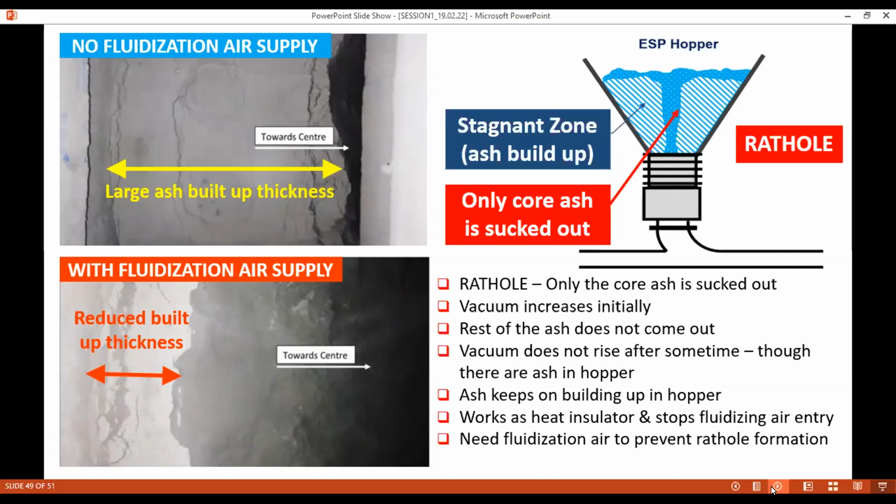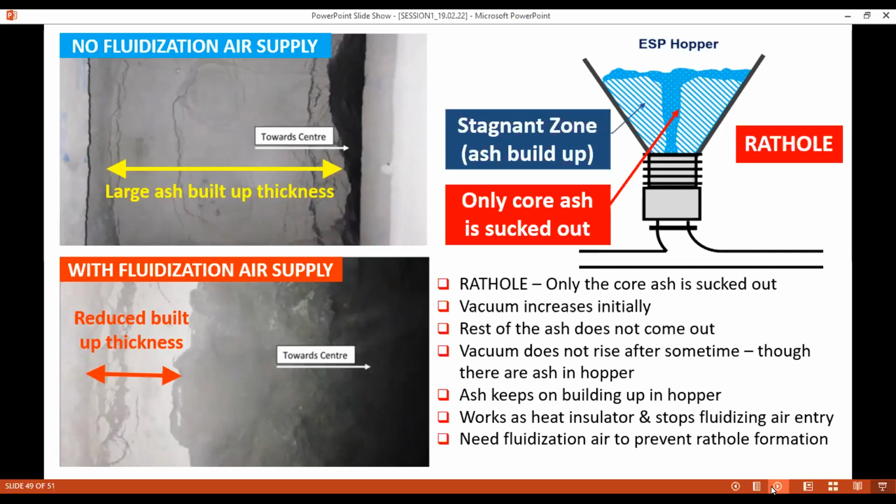So we have put a camera inside the hopper that we have in our laboratory. We have a laboratory setup which can hold something around 1,000 to 2,000 kg of ash, and we have run the system with a camera inside on the top. What we have seen is that the moment the vacuum system starts, it just sucks everything from the core, from the center, and the ash on the side remains as it is. This happens, of course, for very cohesive ash, not for free flowing ash.